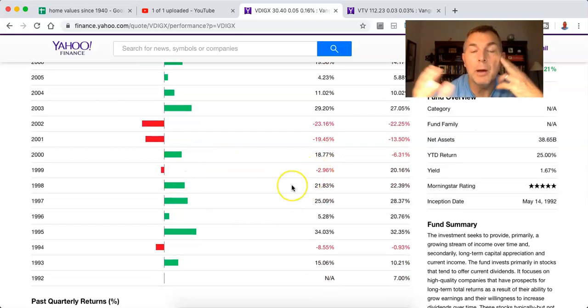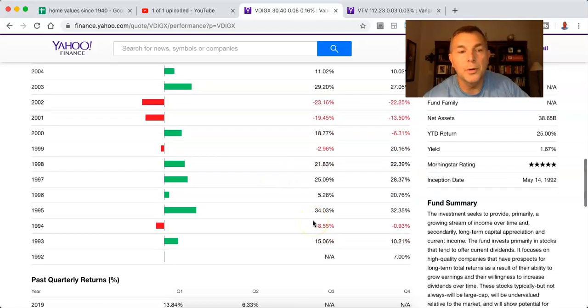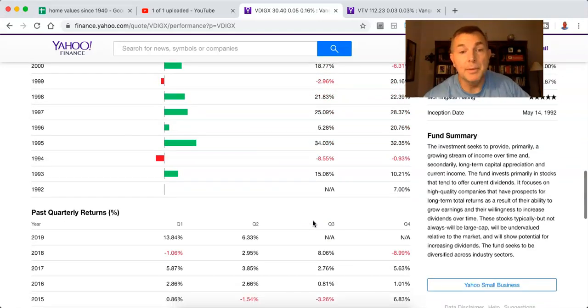94, 99, why were they down? Because the Feds were raising. So anything that was income heavy, bonds were down, and obviously a dividend growing fund would be down as the Feds were raising interest rates. So, I mean, I just tell you, man, I'm a big fan.